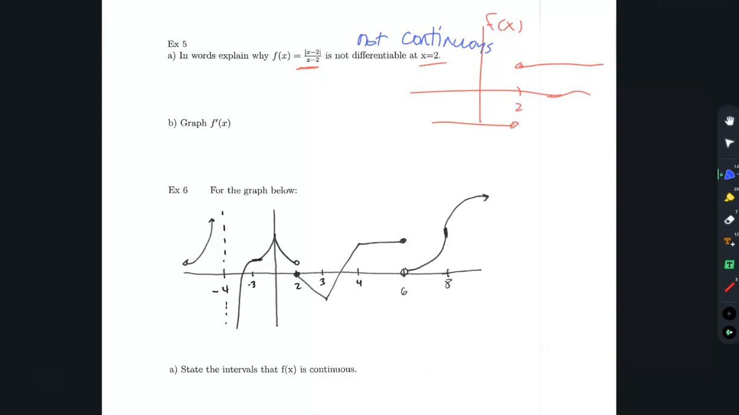Okay, so how would I draw the derivative? How would I draw the slopes of those tangent lines? So slope is, well, all of these slopes are 0. All of these slopes are 0. So there's one point where the derivative doesn't exist, and that's at 2. So I'd have a hole at 2, and everywhere else, the slope of the tangent line would be 0.